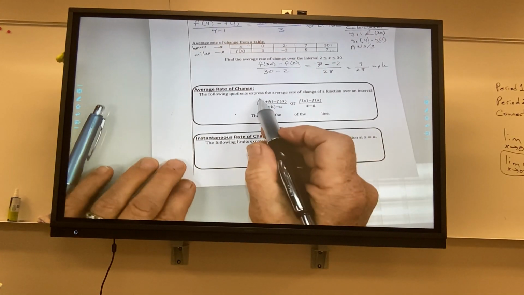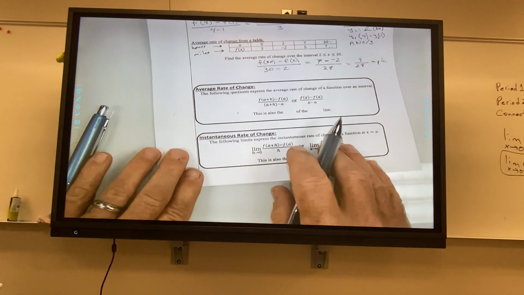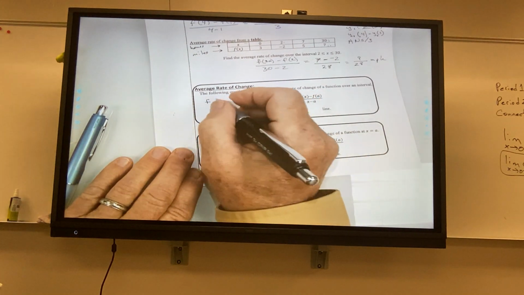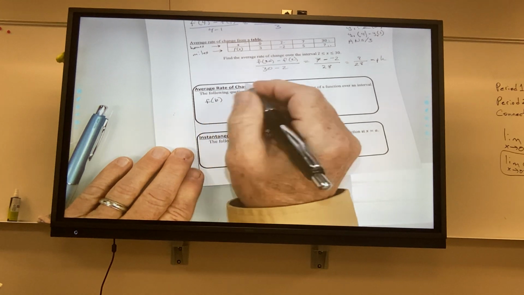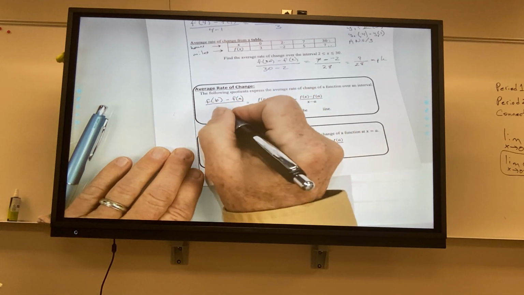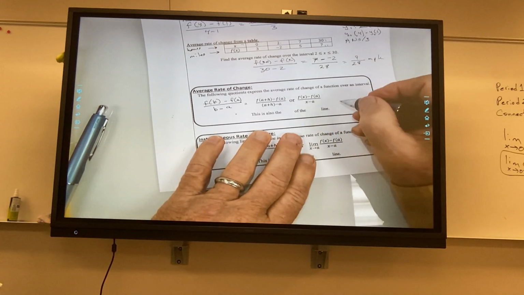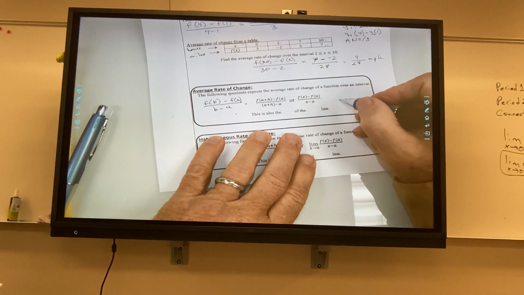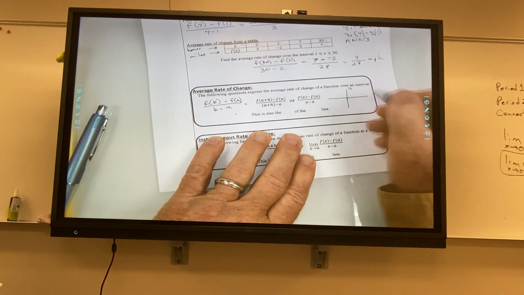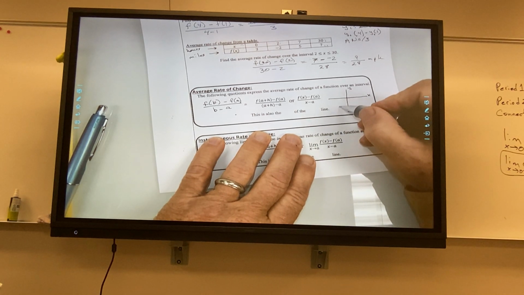The following quotients express the average rate of change over an interval. All right, so I'm going to start with this: f of B minus f of A over B minus A. Let's say I have a graph that looks like this. Here's my y-axis, here's my x-axis, and I got a parabola.